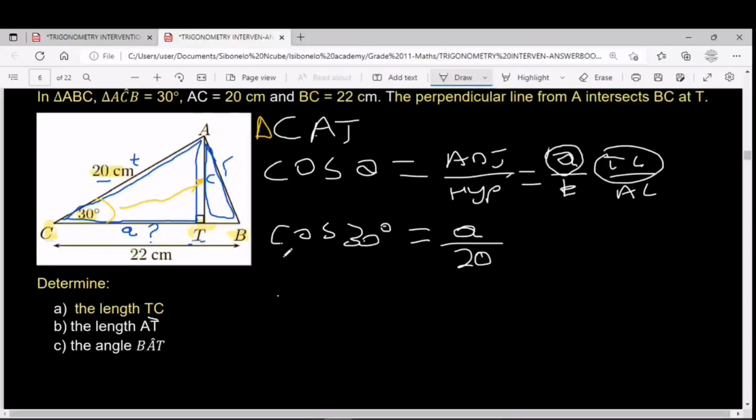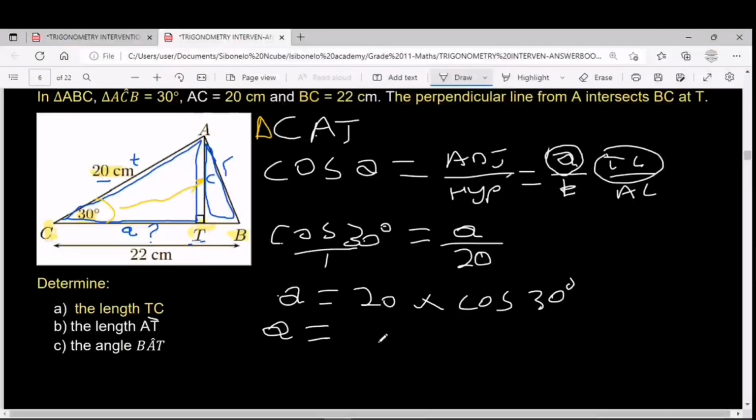So we must cross multiply this, the denominator is 1 there. So 1 times a will be a. Then we have 20 times cos 30. We cross multiply, cos 30 times 20, that is 20 times cos 30 degrees. Then what comes out is the distance of CT, which is small letter a, which is 20 times cos 30.